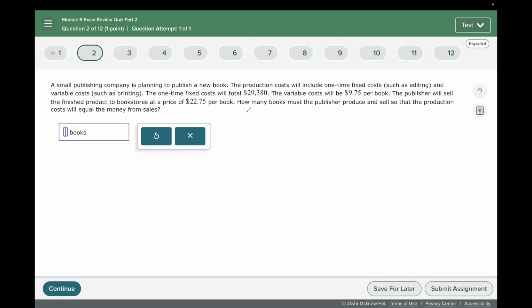So what's happening here is we're going to set up two linear equations, and we're just going to see where they're equal to each other. So kind of the cost of production. So it's saying upfront costs, or like the one-time fixed costs. This is going to be $29,380 plus, now each book costs $9.75, so 9.75, and then I'm going to use B to represent the number of books.